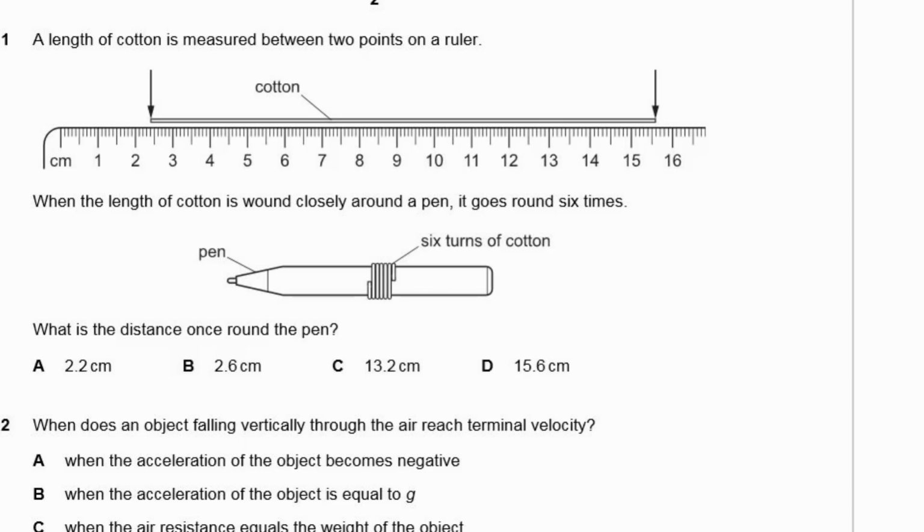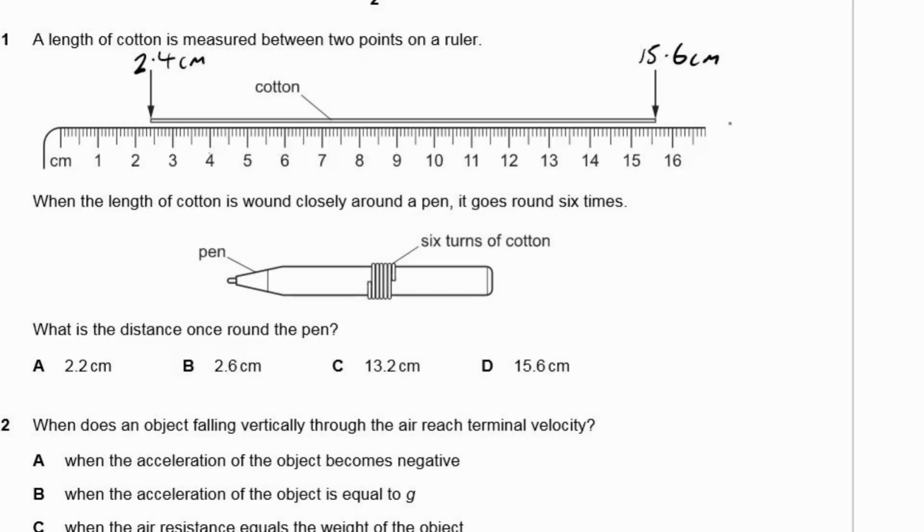Question 1. A length of cotton is measured between 2 points on a ruler. When the length of cotton is wound closely around a pen, it goes round 6 times. What is the distance once around the pen? Okay, let's look at the cotton. Let's see how big it is. There we are. So it starts from 2.4 centimeters and goes all the way up to 15.6 centimeters.